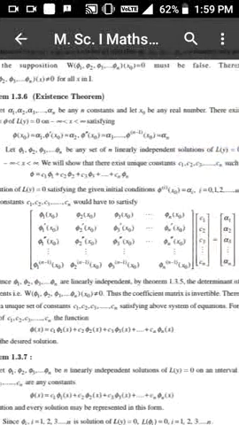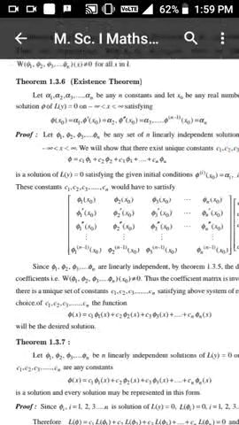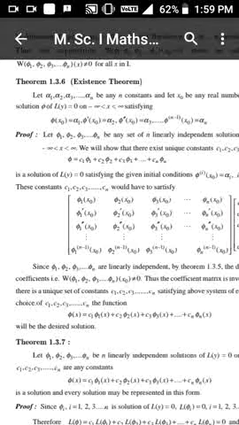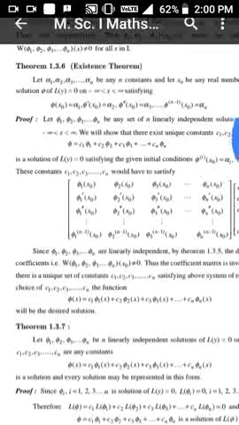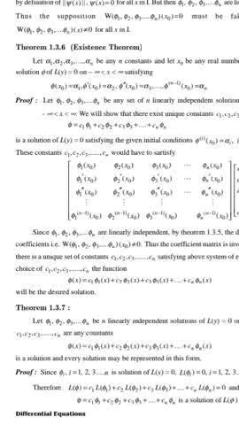Let a1, a2, a3, ..., an be n constants and let x naught be any real number. Then there exists a solution phi of L(y) = 0 on minus infinity < x < infinity, satisfying phi(x naught) = alpha 1, phi'(x naught) = alpha 2, phi''(x naught) = alpha 3, ..., phi^(n-1)(x naught) = alpha n.